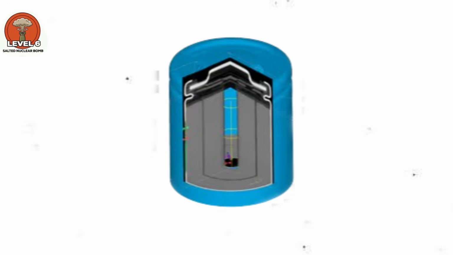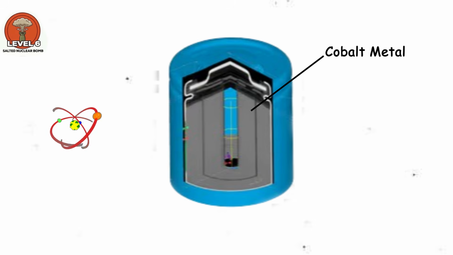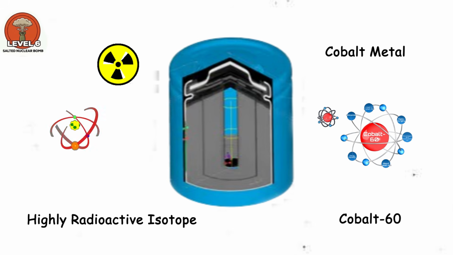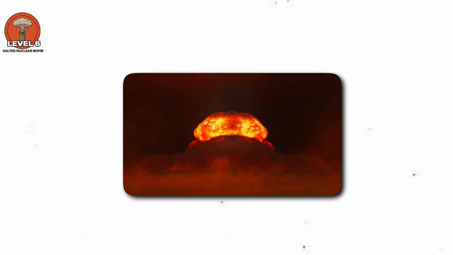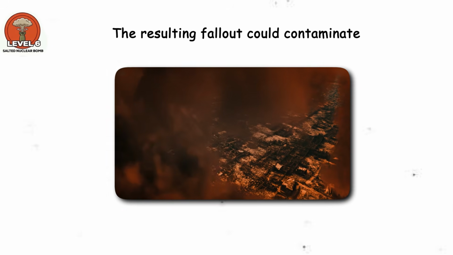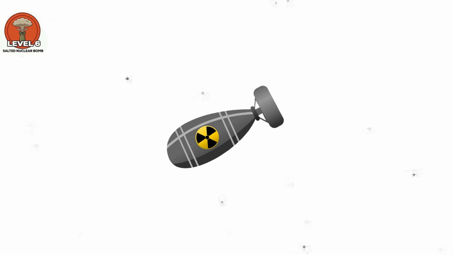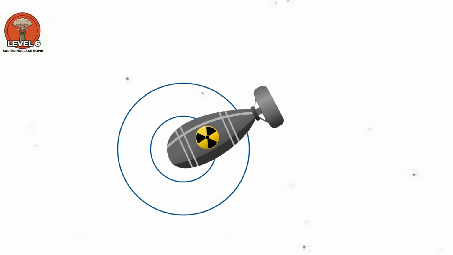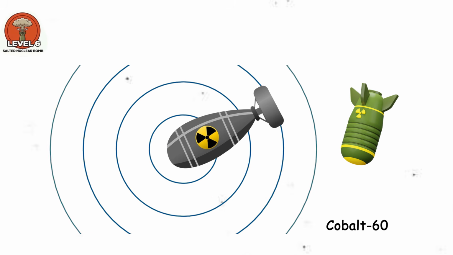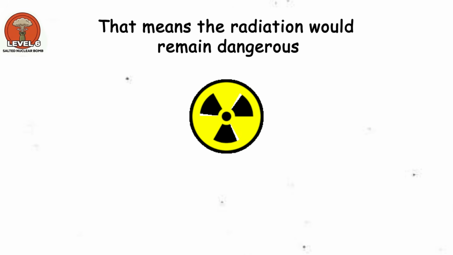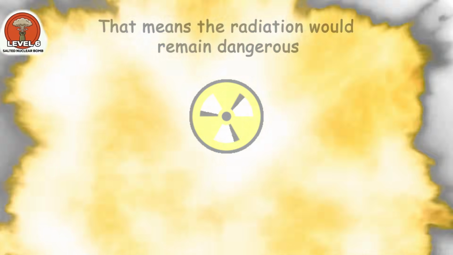If a thermonuclear bomb were wrapped in cobalt metal, the neutron radiation from the blast could convert it into cobalt-60, a highly radioactive isotope. When the bomb detonates, this newly created radioactive material would be scattered across a wide area. The resulting fallout could contaminate land for years, possibly decades. Unlike normal nuclear weapons, where much of the radioactivity decays relatively quickly, cobalt-60 has a half-life of more than 5 years. That means the radiation would remain dangerous for a long time after the explosion.